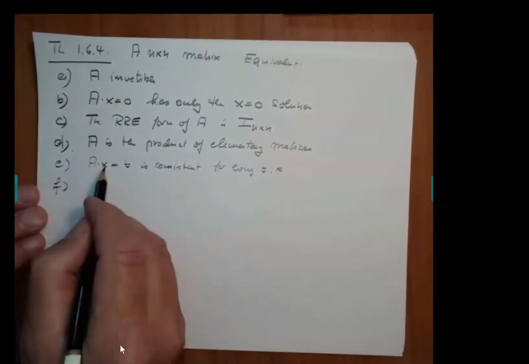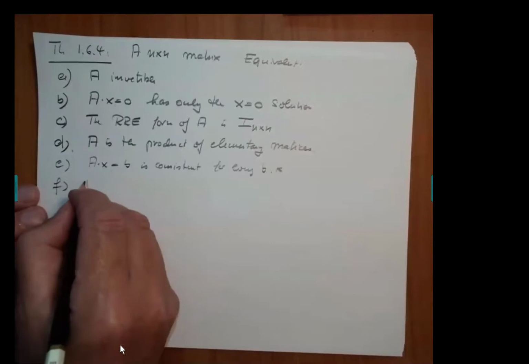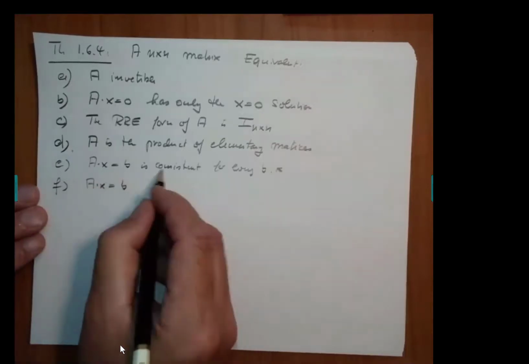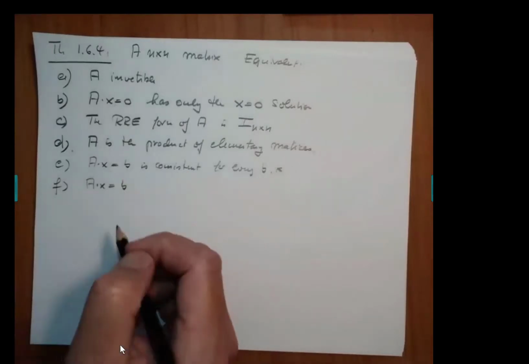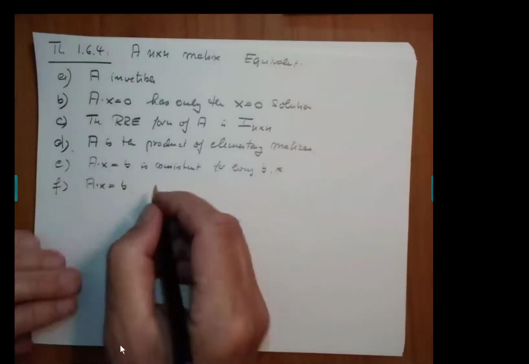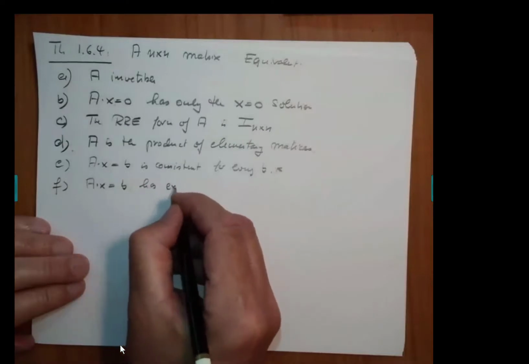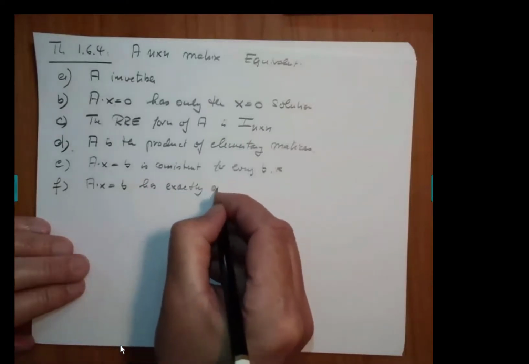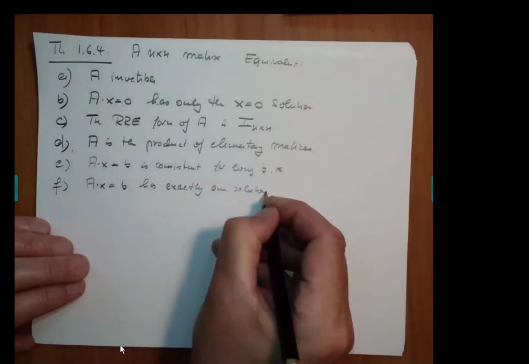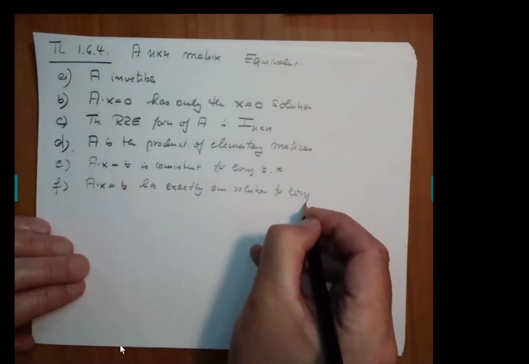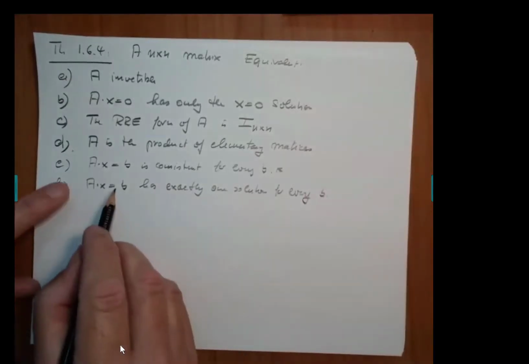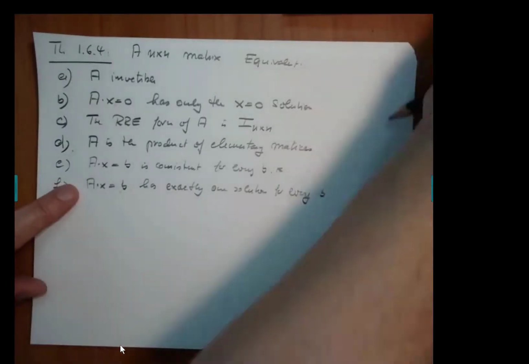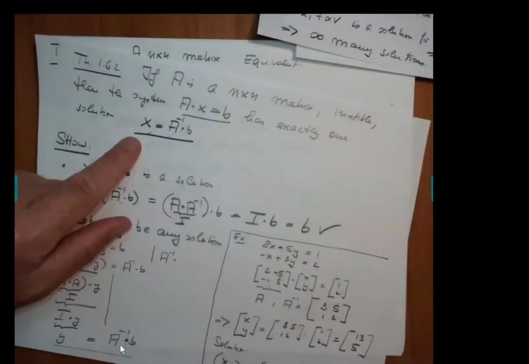And part F is actually even stronger than E. A times x equal to B. Here we have consistent means has at least one solution. Part F says now it has exactly one solution. And now you can say, oh, but wasn't this exactly what we did before? Here in 1.62, and that's correct.